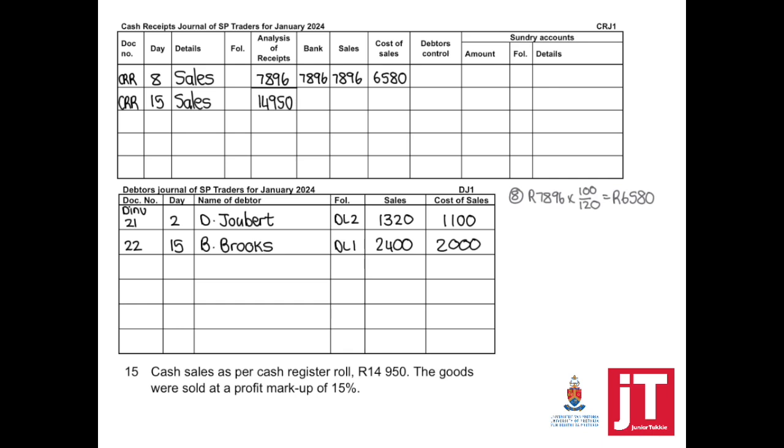They provided us with the selling price. So analysis of receipt, 14,950 was the only transaction on that day. Bank, 14,950. Sales, 14,950. To calculate the cost, take the selling price times 100 divided by 115, and that goes into your cost of sales.